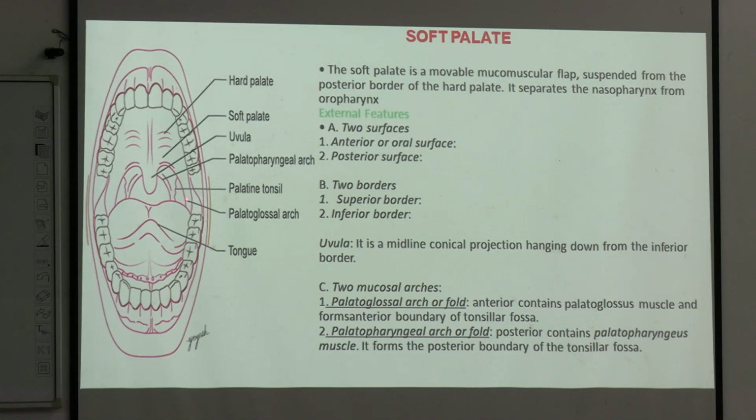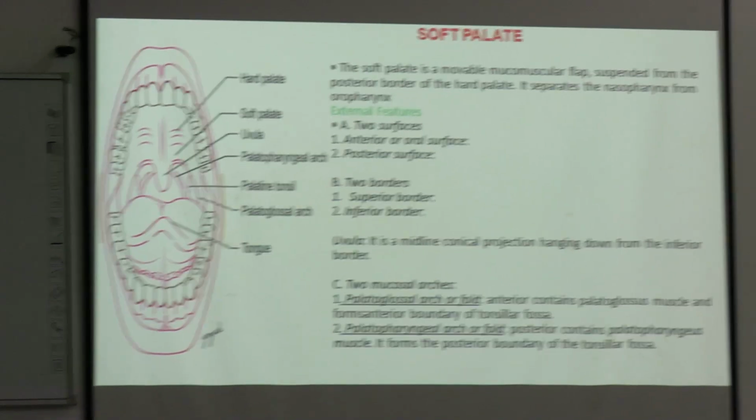If you go to the sides, you find two ridges there, an anterior one and a posterior one. The anterior ridge is coming from the palate to the tongue; we call it the palatoglossal arch. It holds a muscle we call the palatoglossus. Posterior to that, we find another arch, coming from the soft palate and going down to the pharynx. We call it the palatopharyngeal arch.